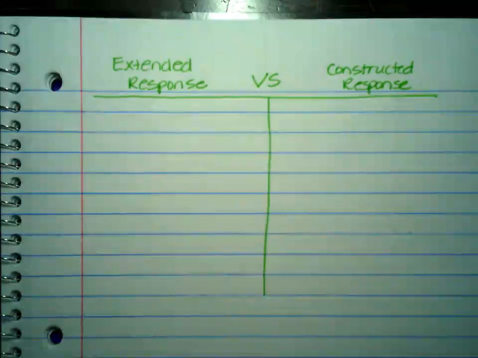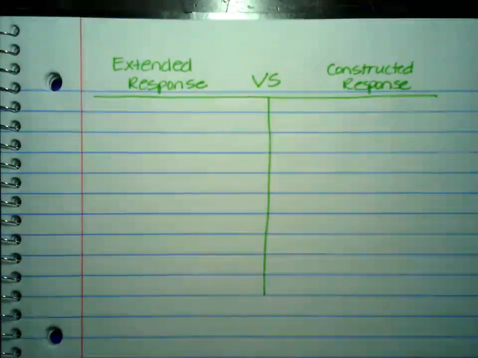So, we're going to talk really quickly about the extended response versus a constructed response. I want to go through a few characteristics of each of these types of writing so that you can refresh your memory on the purpose of those writings. And as an author, when is it appropriate to respond in an extended response way, and when is it appropriate to respond in a constructed response way?